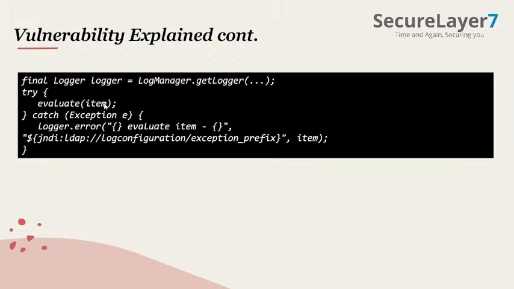Then we are evaluating the item, and if some exception came, there are two curly braces, right? These are for the parameters which we are passing into that particular logger error. So here we are giving the curly braces for the prefix, and at the end the curly braces are for the next item, right? So the prefix is being fetched with the use of JNDI from a remote location.